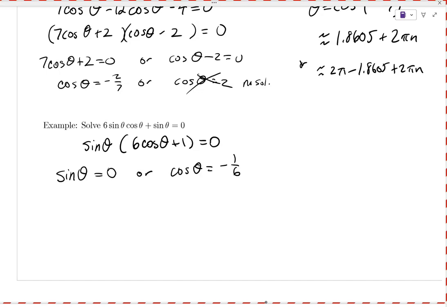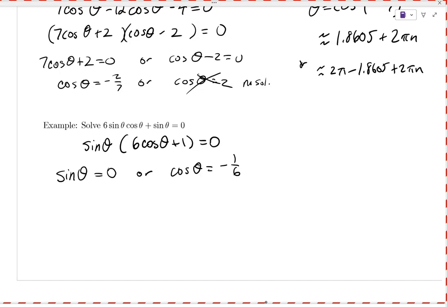Well, that cosine of theta equals negative 1/6 looks a lot like the previous one, right? Just a slightly different number you're going to put in. It's going to have the exact same format as the previous one did. When you put that into your calculator, you'll get an angle in quadrant 2. You'll have to go find the angle in quadrant 3.